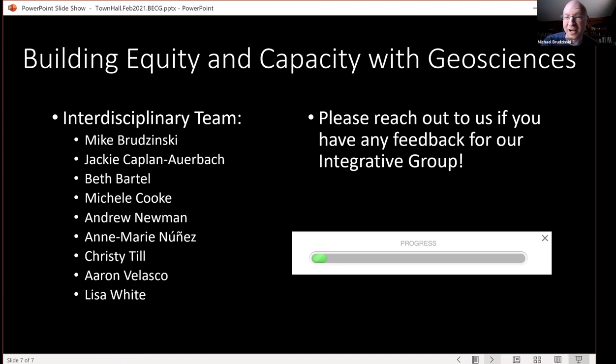I want to make sure to acknowledge the team that has formed for this Building Equity and Capacity with Geoscience Group. So that's myself, Jackie, Beth, Michelle, Andrew, and Marie, Christy, Aaron, and Lisa. I wanted to make sure to note each of those people because we have some folks that are embedded in the working groups, but then we have some folks that are external to SZ4D and some that are outside of geoscience entirely. So again, we're trying to embrace that sort of nature of thinking about this in new and different ways. But this is very early in the progress bar. So please reach out to us if you have any feedback, any way that you'd like to participate in our group. We'd love to hear it.